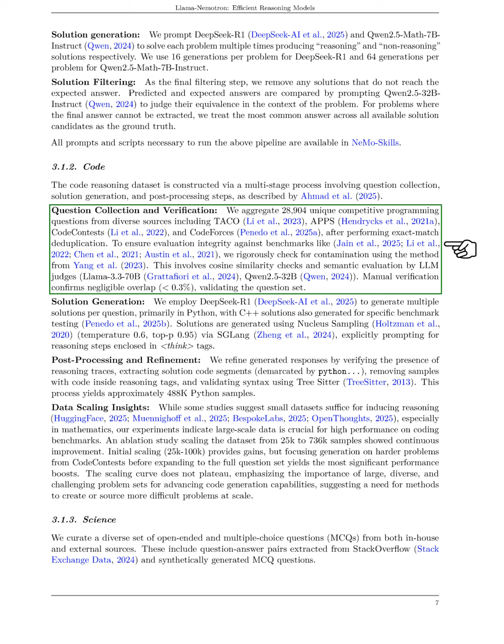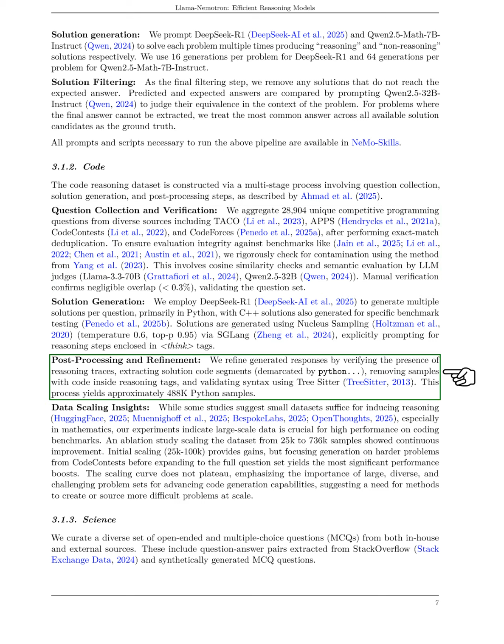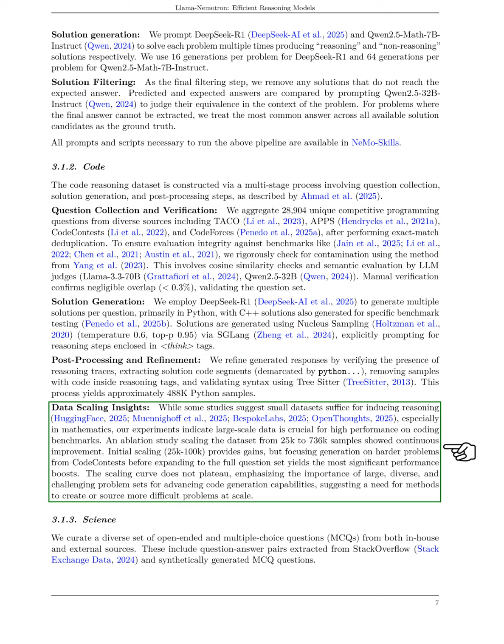In post-processing and refinement, we verify that reasoning traces are present, extract solution code segments, remove samples with code in reasoning tags, and check syntax. This results in about 488,000 Python samples. Regarding data scaling insights, while some studies suggest that smaller datasets can work for reasoning, our findings show that larger datasets are essential for high performance in coding benchmarks.